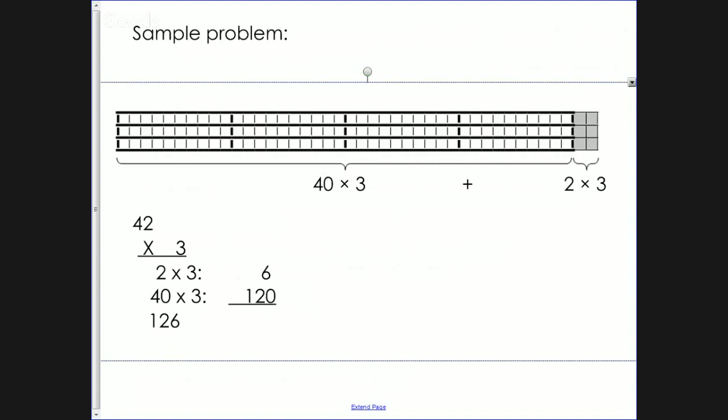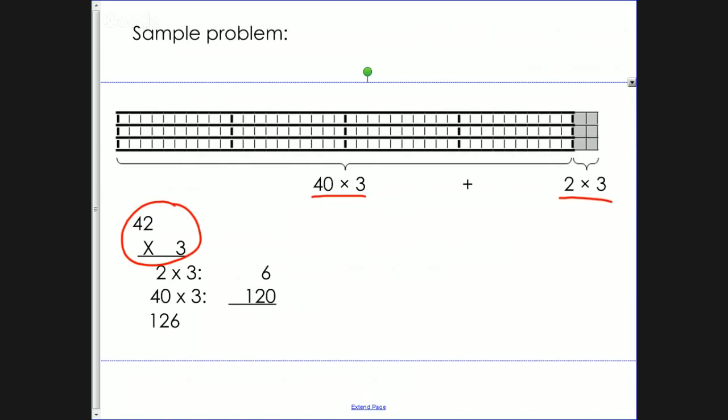So here they are showing us the method that we've learned before, which is to break the numbers apart into 40 times 3 and 2 times 3. And we see the array that they've created for that. And then we also see the question over here of 42 times 3.